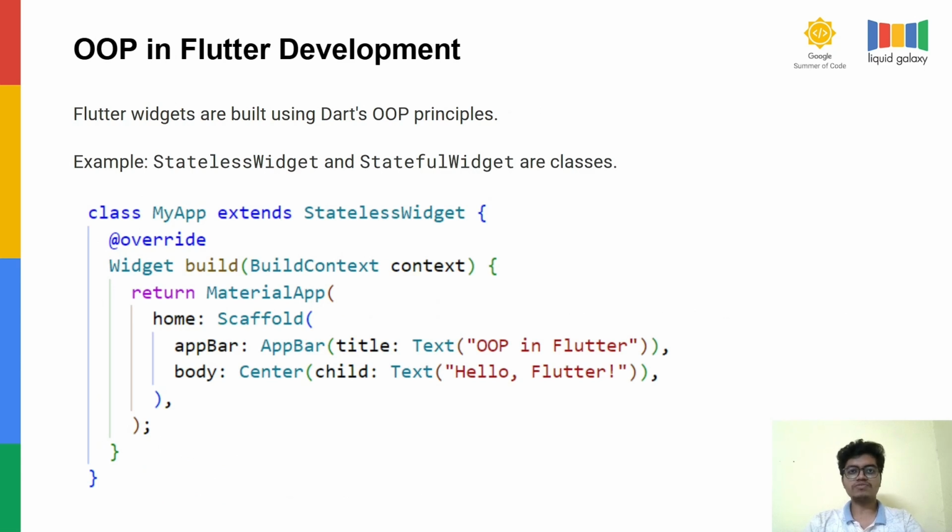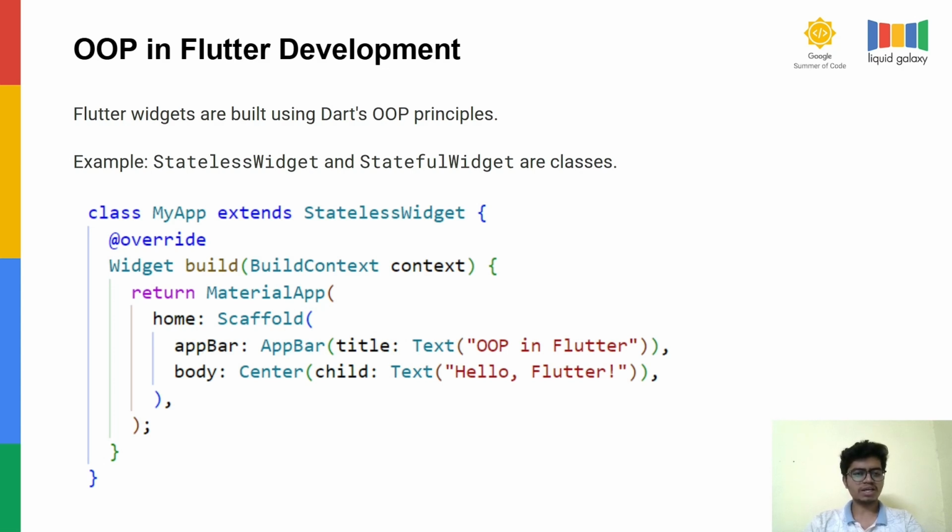So we have covered all the four pillars of OOP. Now we will understand what is the importance of OOP in Flutter development. All the Flutter widgets that you see are built using Dart's OOP principles. Example, stateless widgets and stateful widgets are classes. You can explore more about this in Flutter development. Like if you start developing any Flutter code, you can experience all the classes that are extending or whatever. You can explore from there only.